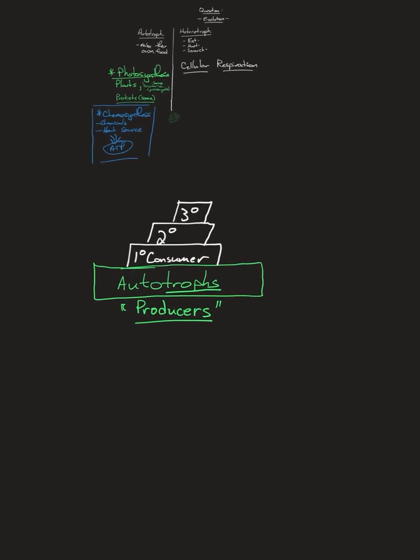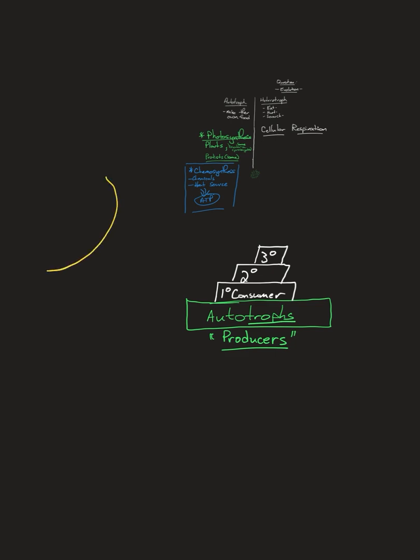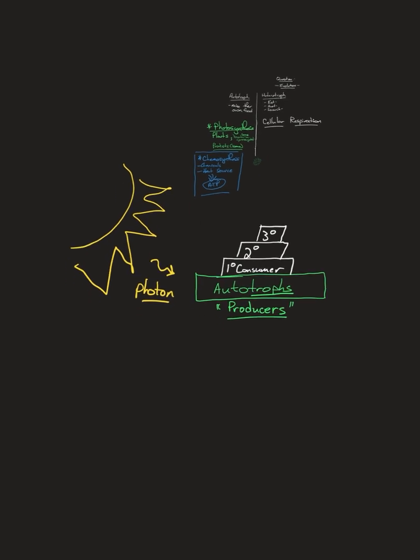It's because, as we said, we can't create energy, so we have to get it. By the way, where do most autotrophs, we said it a minute ago, where do most autotrophs get their energy? The sun. So most energy is coming in the form of something called a photon. A photon is a quantity of light. It's actually a particle of light.